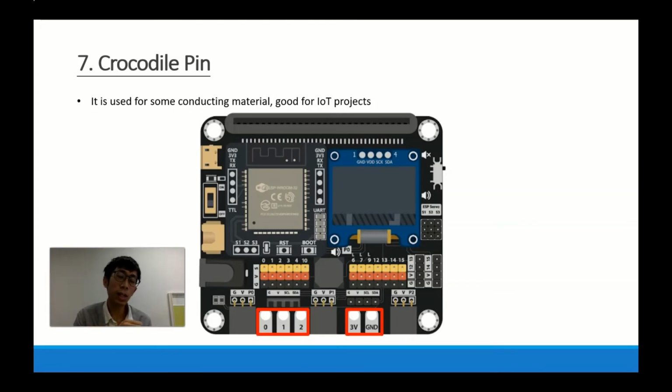Although the smart city cases will not use the crocodile pins, other cases like smart home or smart plant might use them. For example, we can detect whether the water is scrolling down or has been used up for the plants, to pump the water. Yeah, so it is also good, so you can do experiments.